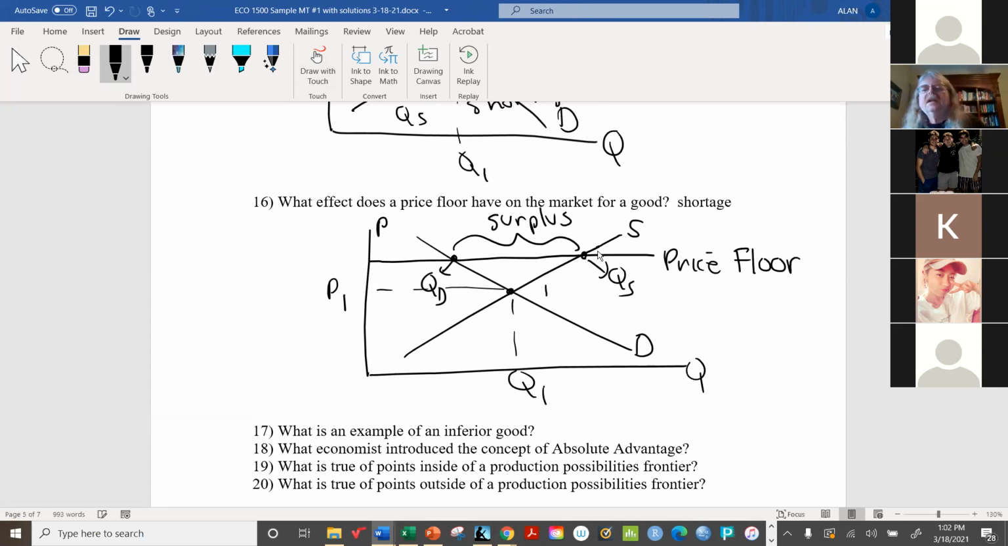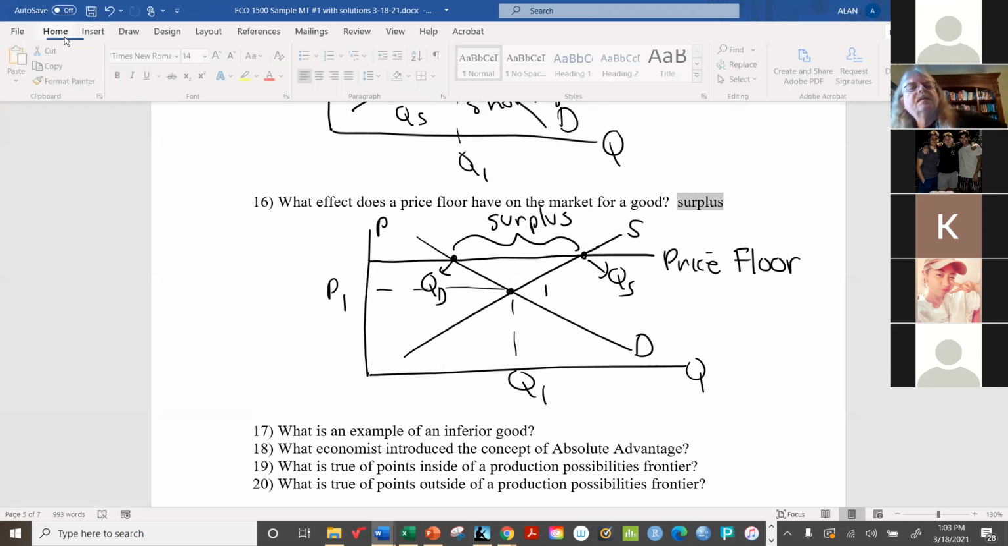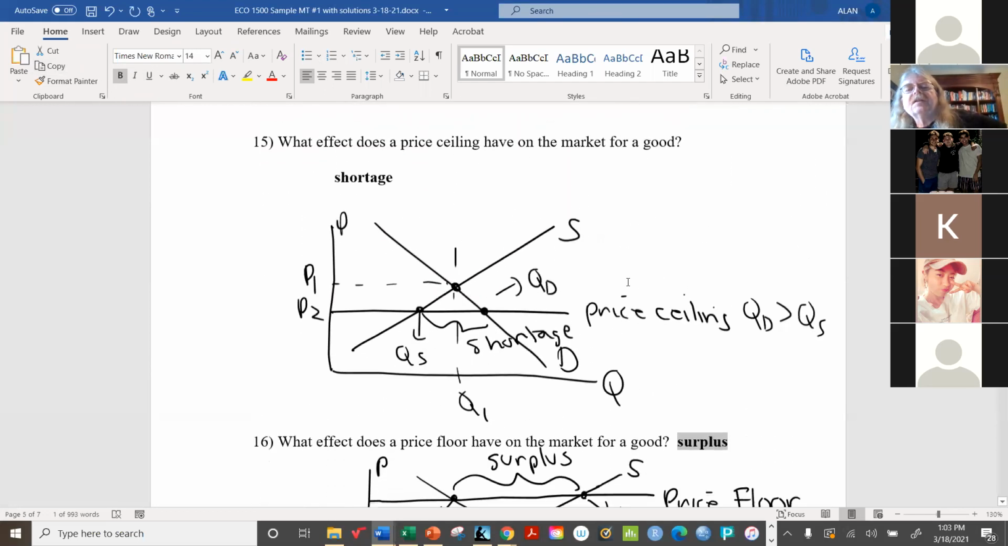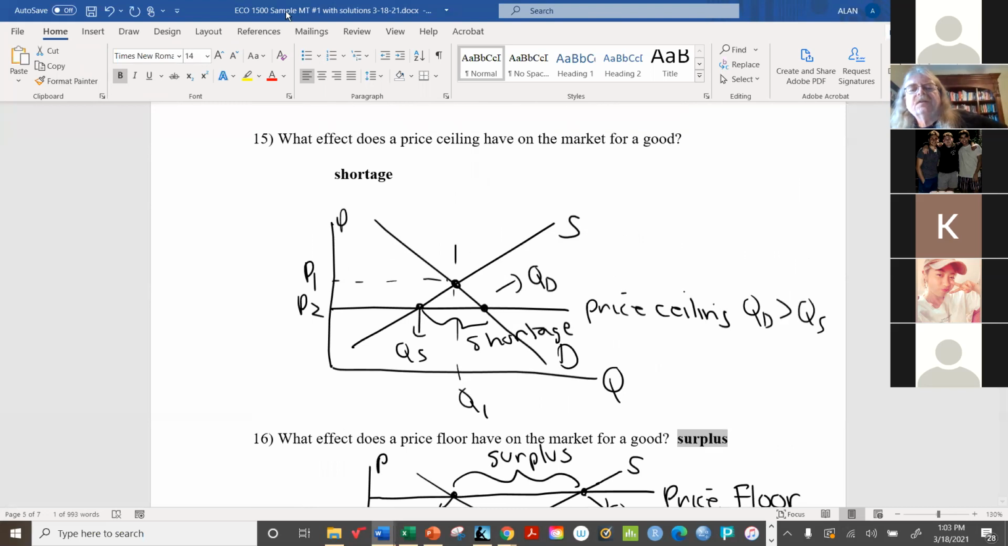This is a surplus. And if you can't remember, I'm trying to think of an example. This is what we mean by, let's say, the minimum wage. There's too much labor available and people aren't buying it. So the price floor causes a surplus. And then, of course, this price ceiling results in a shortage.